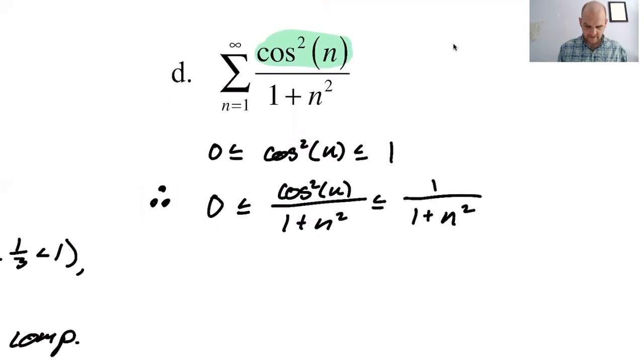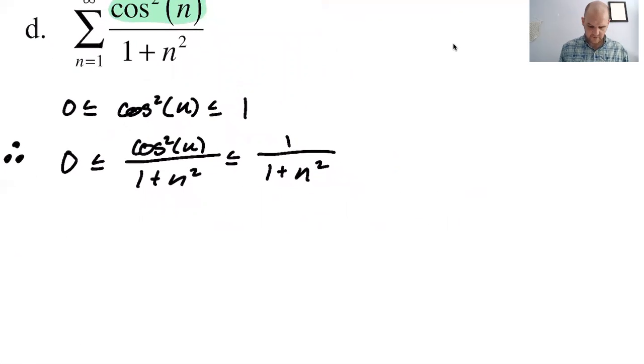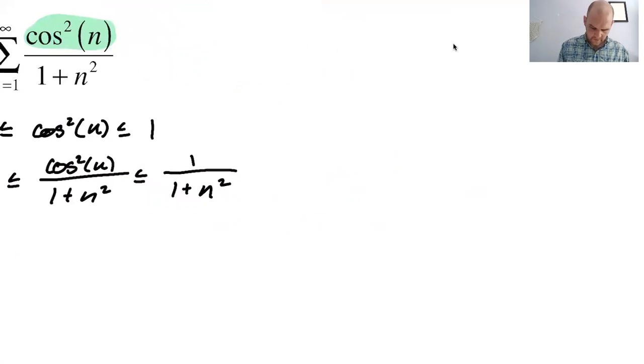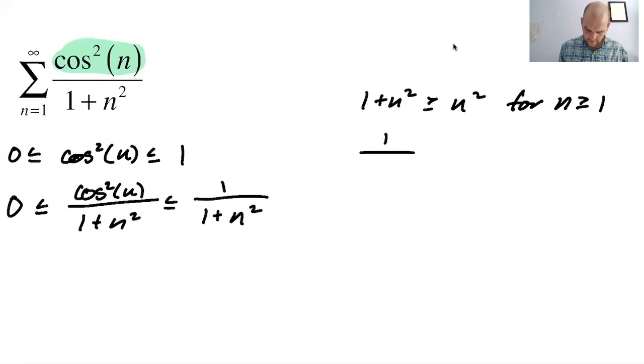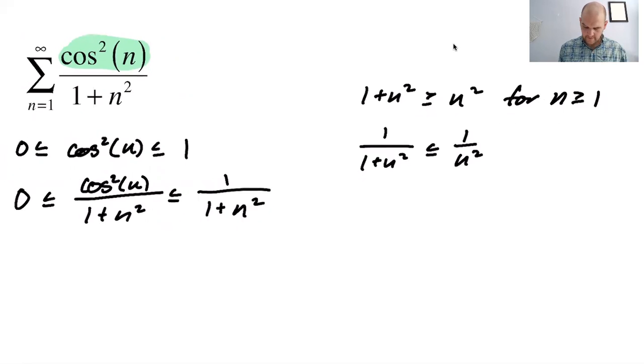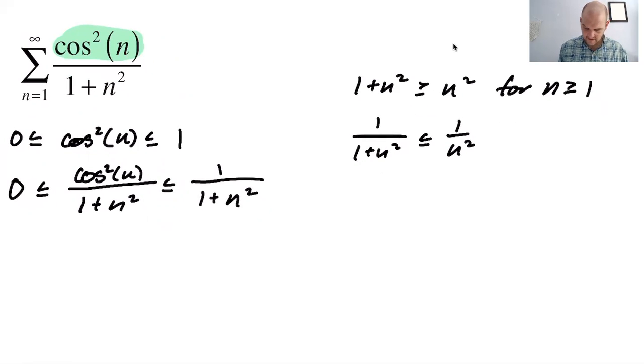So I know at this point that this sum is less than this sum. Now what I need to do is show that 1 over 1 plus n squared converges. So let's see what we can do there. 1 plus n squared is definitely greater than or equal to n squared, for n greater than or equal to 1 for sure, and we're going from 1 to infinity, so why not? So this is true, which means that 1 over 1 plus n squared is less than or equal to 1 over n squared. And that's really good because we know that the sum of this is a convergent p-series. So that converges.